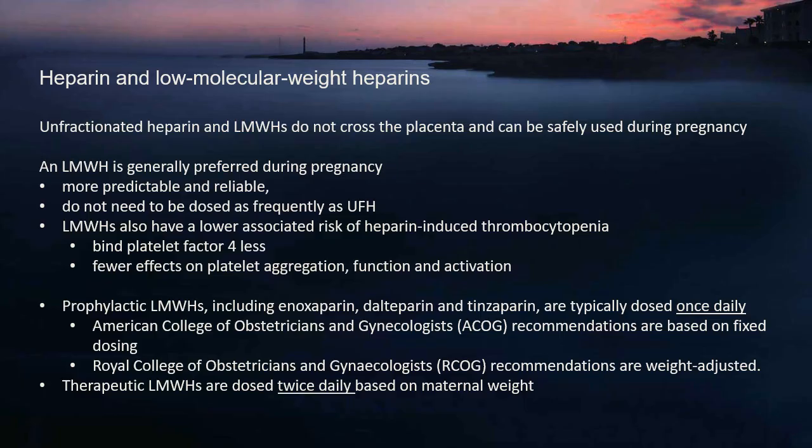The American College of Obstetricians and Gynecologists and the Royal College of Obstetricians and Gynaecologists have recommended different approaches in starting patients on prophylactic anticoagulant. ACOG recommends fixed dosing, while the RCOG recommendations are weight adjusted. For therapeutic low molecular weight heparins, they are dosed twice daily based on maternal weight.